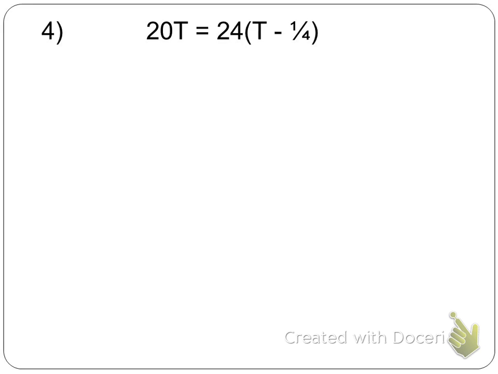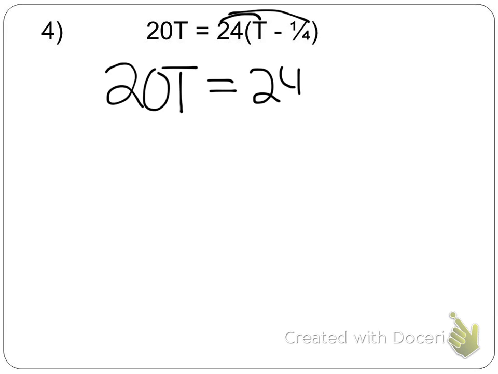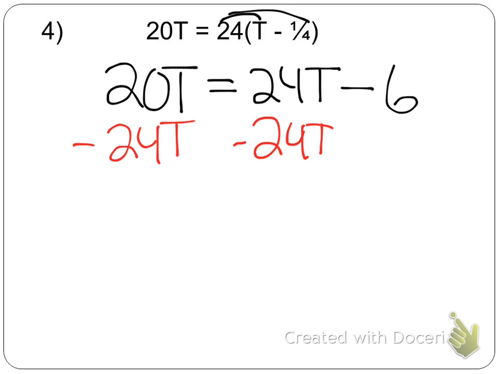All right, how do I solve it? Yes? Distribute 24 to t minus a quarter. Good. So we have 20t on the left, 24t minus 6. It's like 24 divided by 4. If you're wondering how they did that so quickly... All right. Then what? Subtract 14. Okay. 20t minus 24t is negative 4t equals negative 6.